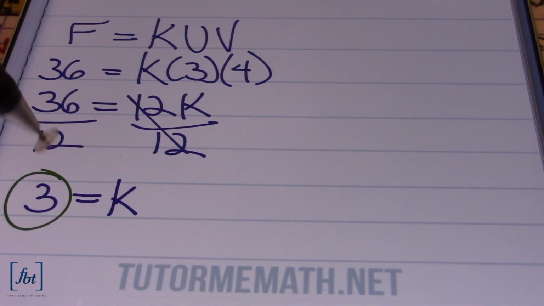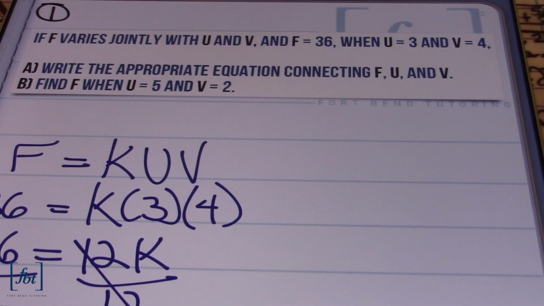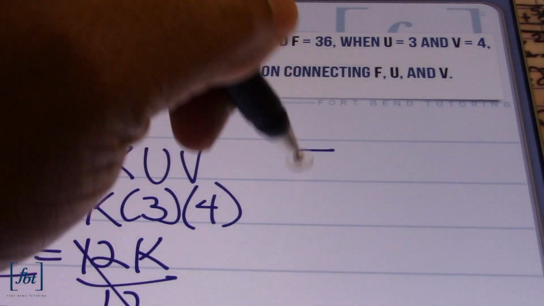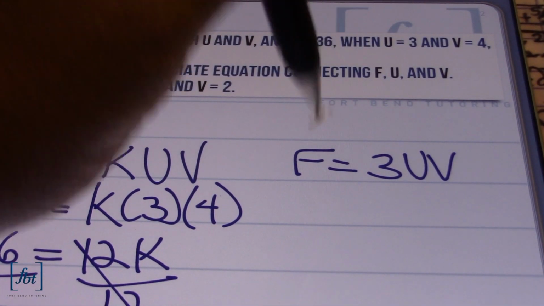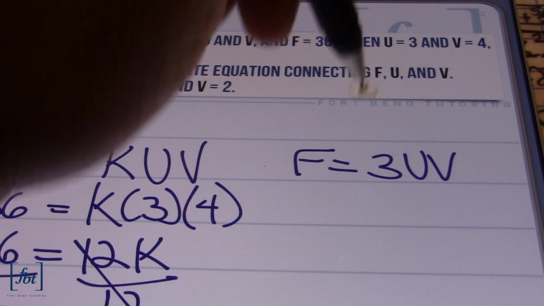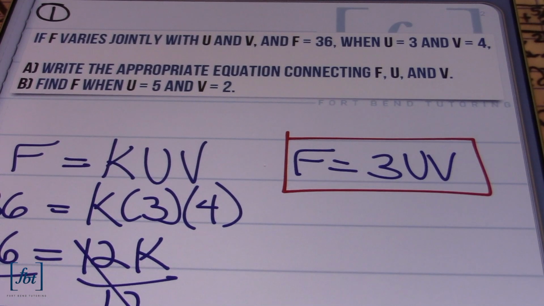And using this constant of variation, we'll be able to rewrite our original variation equation with the constant of variation in place. So it'll read f equals 3uv. And it's this equation right here, that f equals 3 times u times v, that's the equation that connects f, u, and v. Yeah, I'm going to put a red box around this. That's right, I'll be red boxing my answer. That's right, red boxing it, because that's what I do.